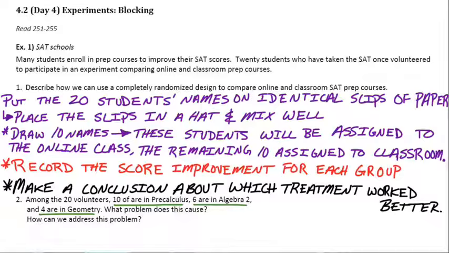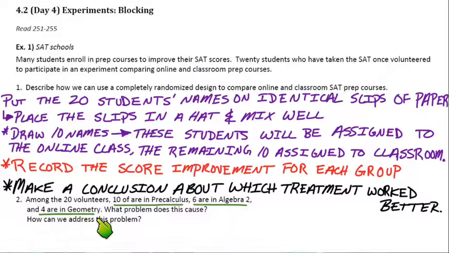So part 2 gets a little more specific. It says among the 20 volunteers, it's going to talk about their math class here, 10 are in pre-calc, 6 are in algebra 2, and 4 are in geometry. So we're specifically going to look at their math improvements. And then it says, what problem does this cause? The fact that they're in different math classes. And then how can we address the problem?